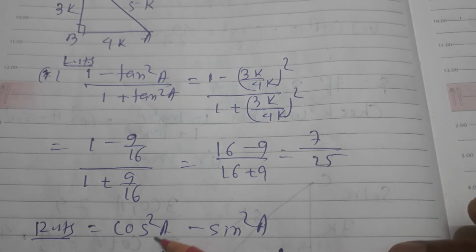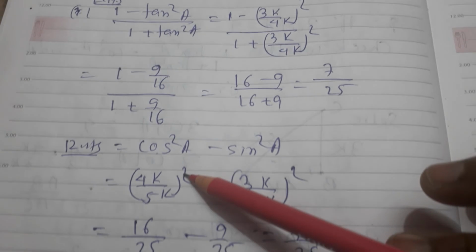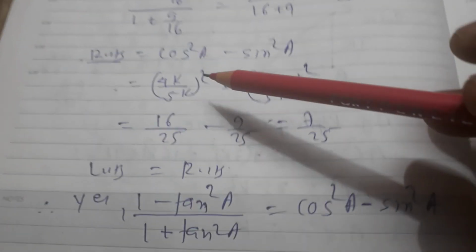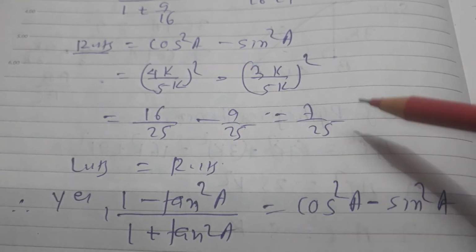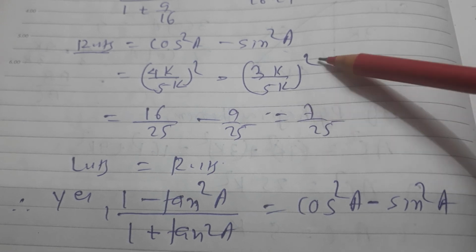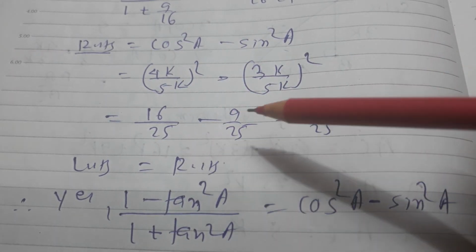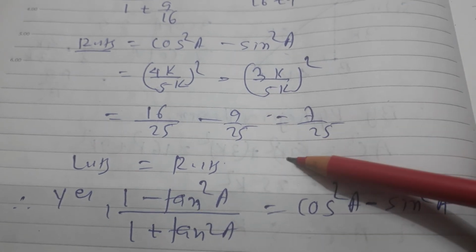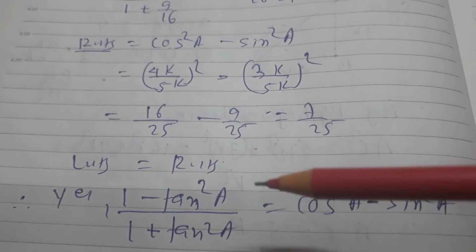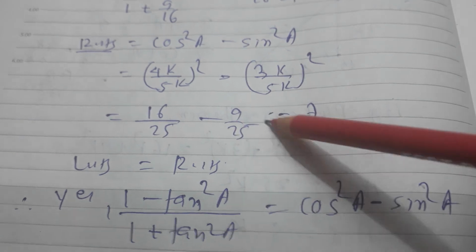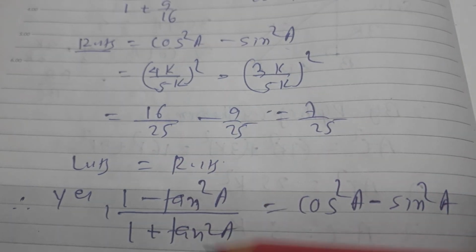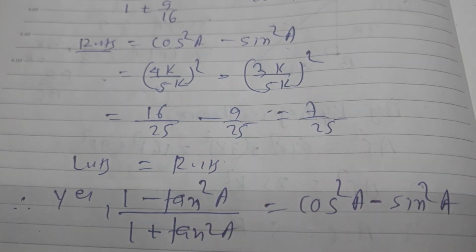And right hand side is cos square A minus sin square A. Cos A equals B by H. So 4k by 5k whole square minus 3k by 5k whole square. After calculation we get 16 by 25 minus 9 by 25, that is 7 by 25. So left hand side equals right hand side. So yes, (1 minus tan square A) by (1 plus tan square A) equals cos square A minus sin square A. Okay.